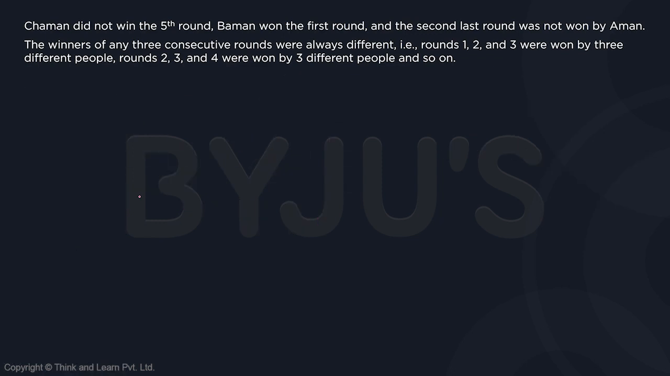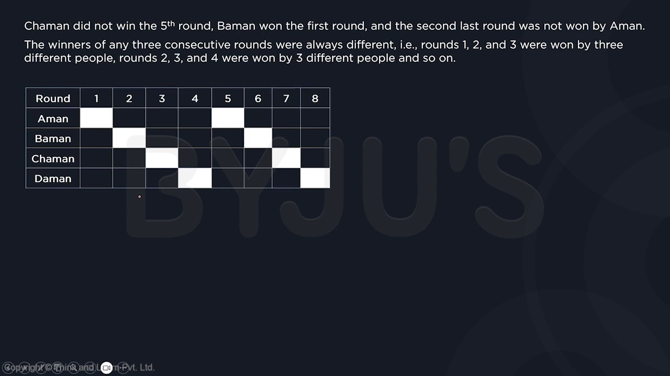So let's redraw a table, and the table is going to be shaded where the person is the dealer. So in the first round, A is the dealer, so that cell is shaded. In second round, B is the dealer, that cell is shaded. Now, what we know is B has won the first round. C did not win the fifth one. And second last round, which is A, he did not win it.